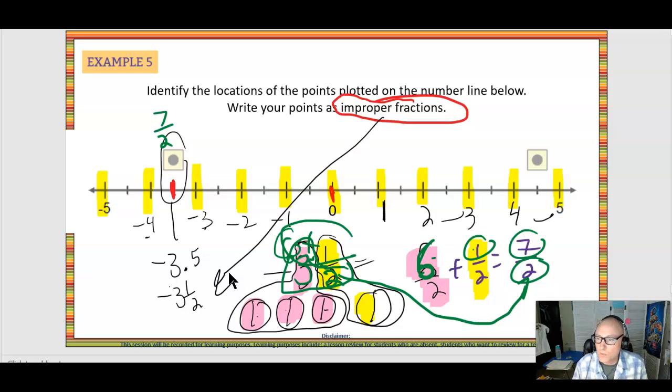So what's the next one right here? This is between 4 and 5. So this is 4.5. You know what? Let's just duplicate this and clean up the mess.